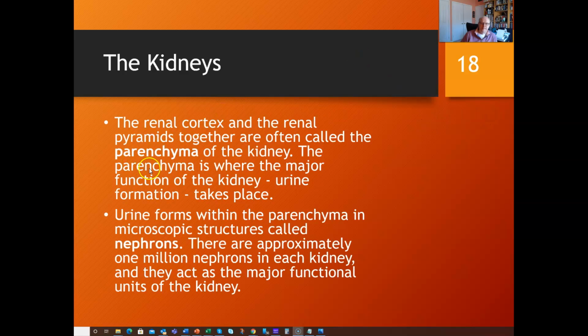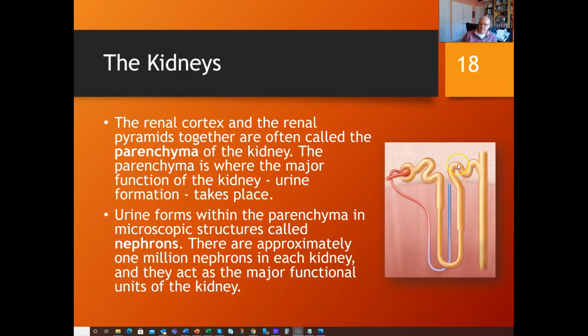So basically, we're going to look at here that the internal part of the pyramid is called the parenchyma, and inside this substance are nephrons, and the nephrons, which look like this, and there is like 1 million of them in each kidney. This is where your urine is formed.